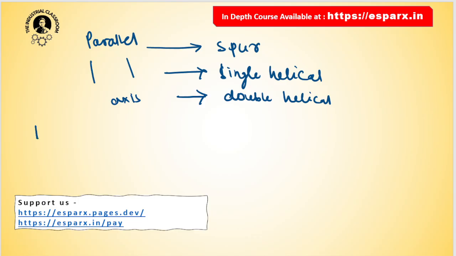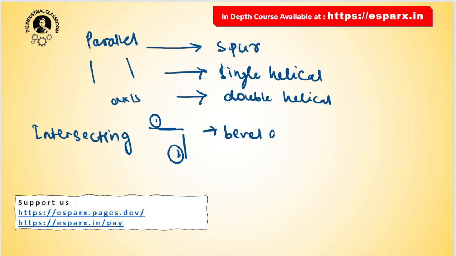Okay. Next, when we see intersecting shaft, it means they will intersect at a point. This is shaft 1 and this is shaft 2. They will intersect at a point, but parallel shafts will not intersect. It will be bevel gear. Okay. Bevel gear are of further two types: straight bevel and spiral bevel.